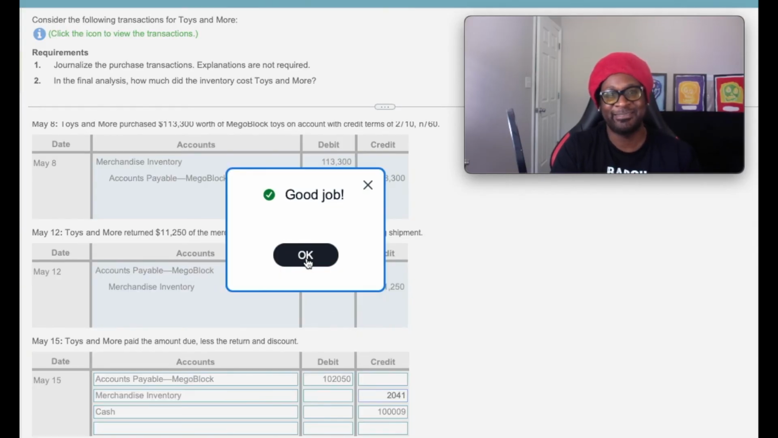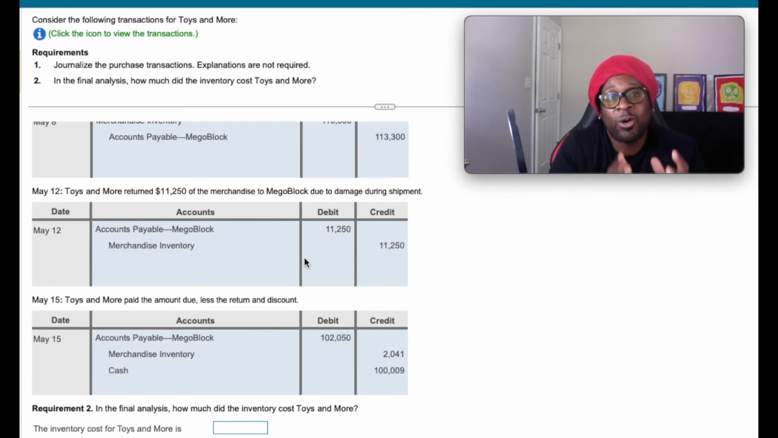Good job, gang. So there you have it. A quick walkthrough of how to properly account for the purchase side of inventory when you're using the perpetual system. We looked at a return and we looked at a discount payment within that time frame. So hopefully you learned something and you're just that much closer to chasing the bag with this accounting information.